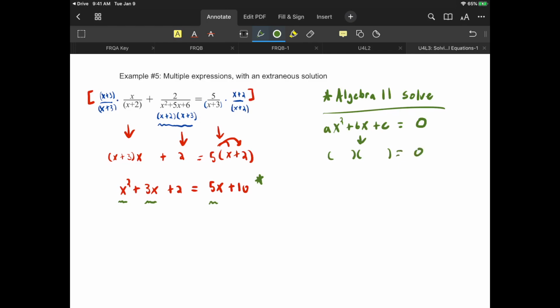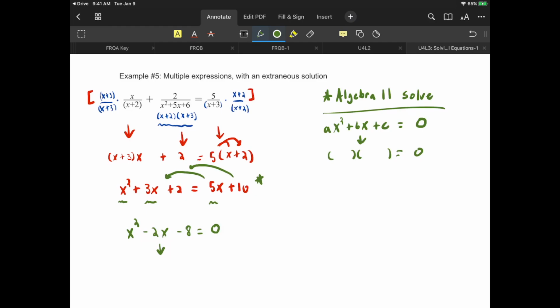And so the trick here is seeing this and realizing what you need to do is to bring everything over to the left-hand side. So the first thing I'm going to do is I'm going to bring the 5x over. I'm going to subtract 5x from both sides, and I'm going to bring the 10 over. I'm going to subtract 10 from both sides. And so what that's going to leave us with is x squared, 3x minus 5x is negative 2x, 2 minus 10 is negative 8. When we do that, we have x squared minus 2x minus 8 is equal to 0.